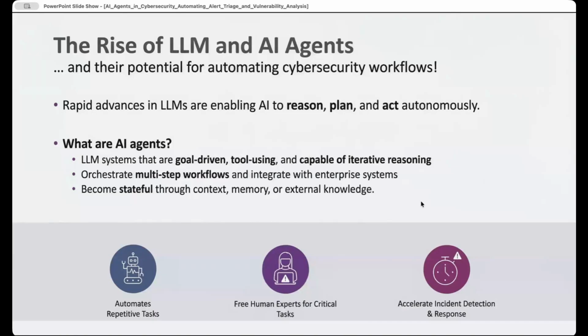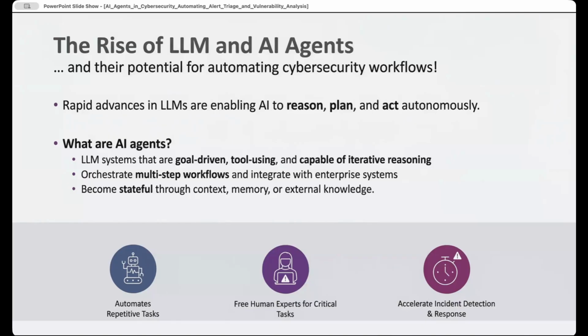First, the rise of the LLM and AI agents. As you can tell, there are rapid advances in LLMs, right? They enable the AI agent to reason, to analyze the situation, to plan a list of actions, and to actually act by calling tools, etc., to complete a complicated task. And the AI agent can do all of this automatically.